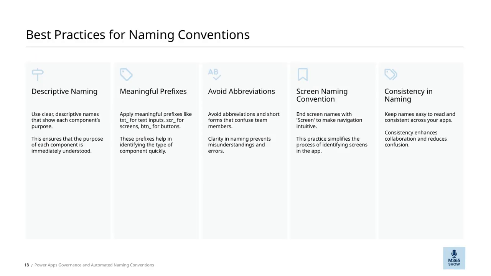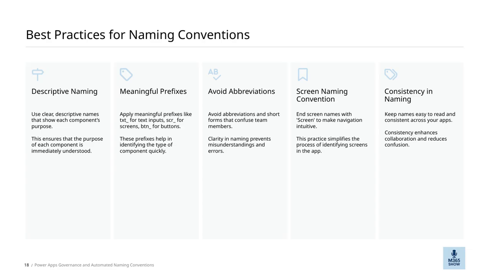Now, let's talk about best practices for naming conventions in Power Apps. First, it's really important to keep your names easy to read and consistent across all your apps. When your naming is consistent, it makes collaboration much smoother and helps reduce confusion among team members. A key tip is to end your screen names with screen to make navigation more intuitive. When everyone can quickly identify screens, it streamlines the development and troubleshooting process. Avoid using abbreviations or short forms that might confuse your colleagues. Clear, descriptive names prevent misunderstandings and help everyone know exactly what each component does at a glance.